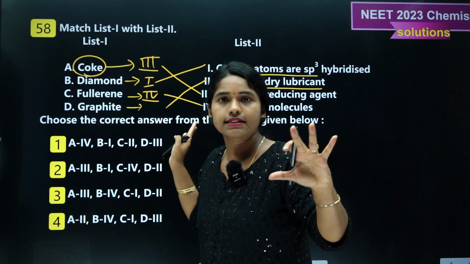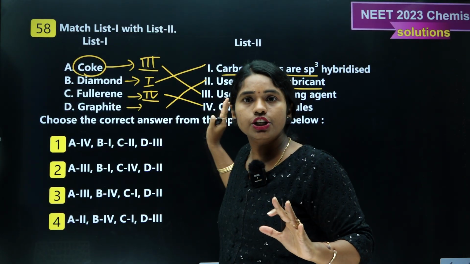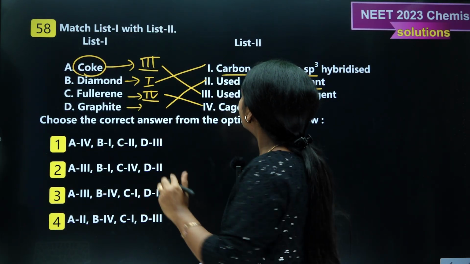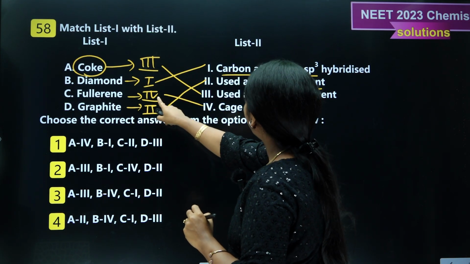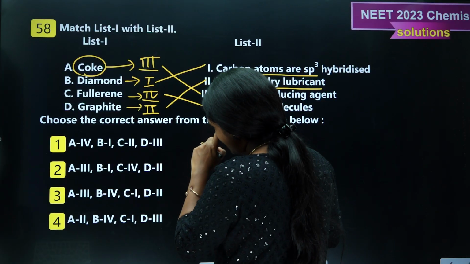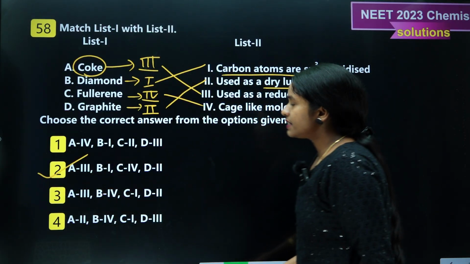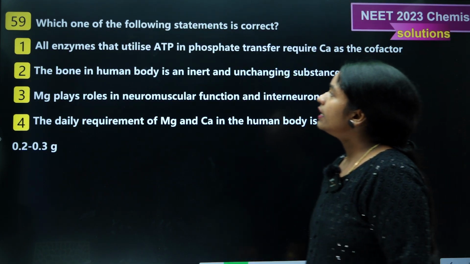According to this question, they are asking about layered structure. According to the layered structure, it is acting as a lubricant. So 2 is the correct option. Then 3, 1, 4, 2. Option 2 is the correct answer. Check it out. Next question.